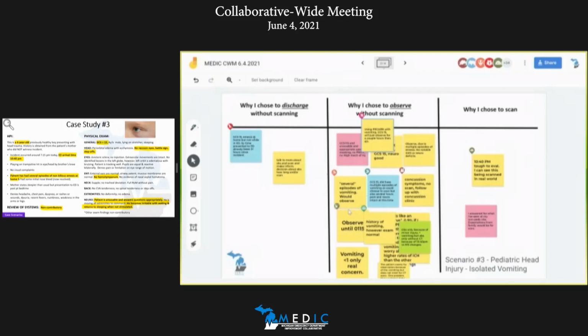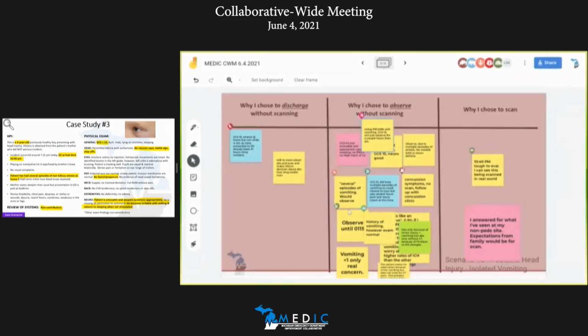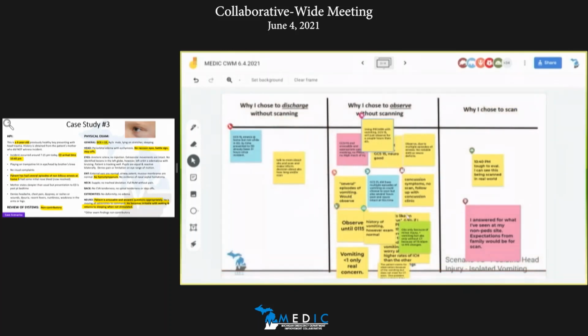So that's very helpful. And I can't read all of these, but another one that might be interesting on why they chose to scan: the person says, I answered for what I've seen at my non-PED site. The expectation from the family would be to scan. Yeah, so that comes in with some of the shared decision making. I face parents all the time in the ED, and there are some that are really adamant and are pushing you to get the scan. I do everything I can to try not to do that, but given some of the circumstances here, I understand how that could still happen.